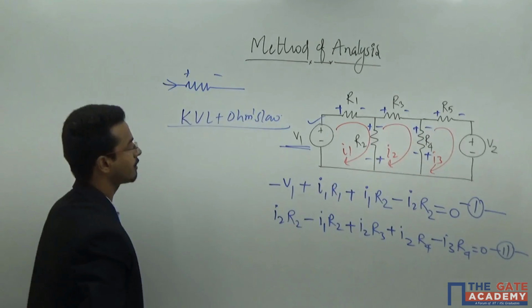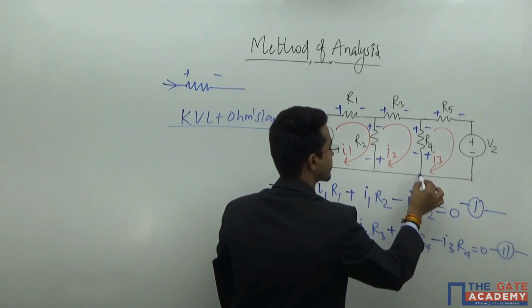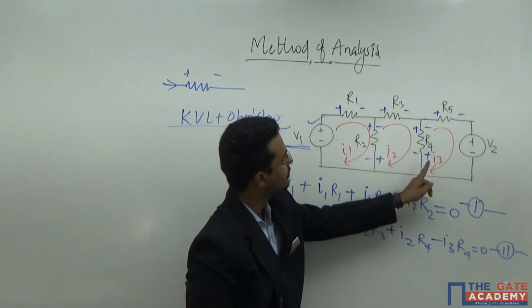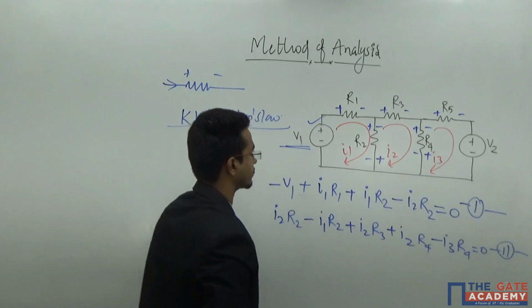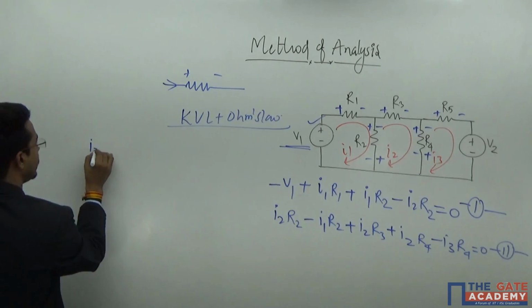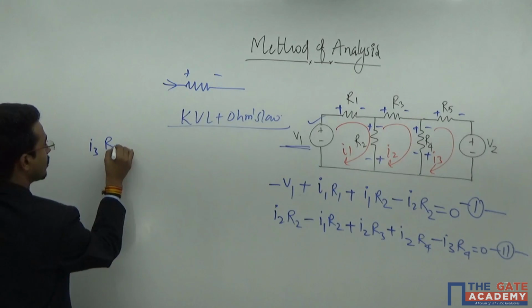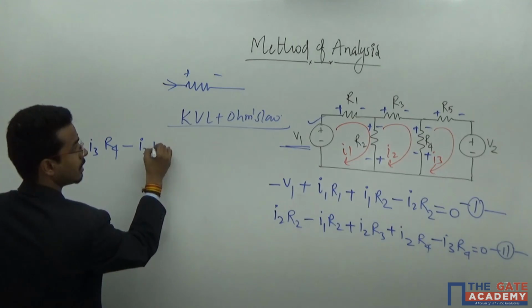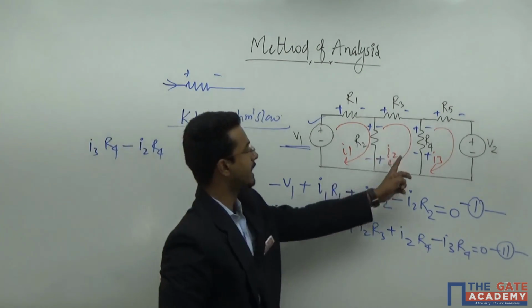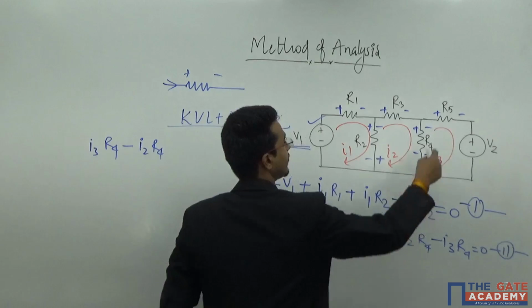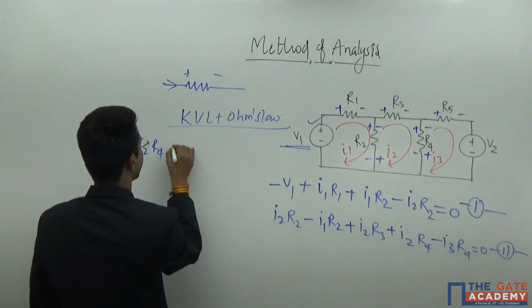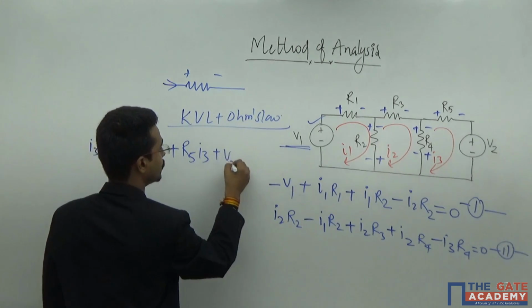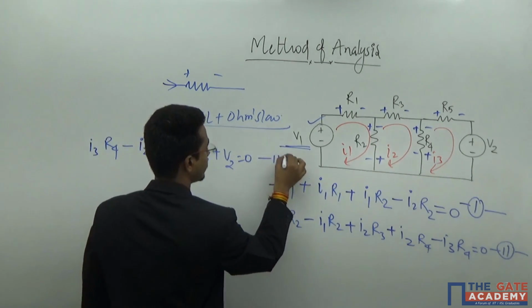Now I will write down the third equation for this particular mesh. I will start from here. Firstly I am seeing the two sign changes here. I will write down for this, then I will write down for this. That means my I3 R4 minus I2 R4. Two currents are here, that is why I have written two potentials. Then here only one current, that means plus R5 I3 plus V2 is equal to 0. This is my third equation.